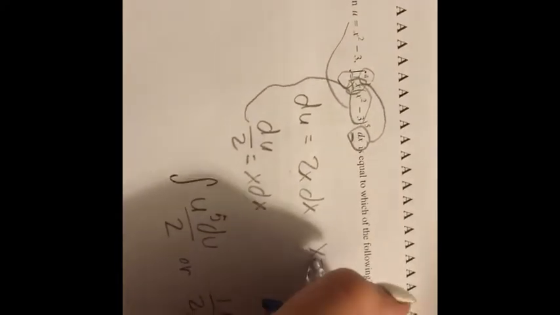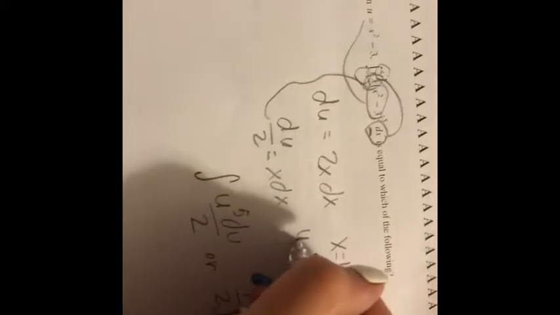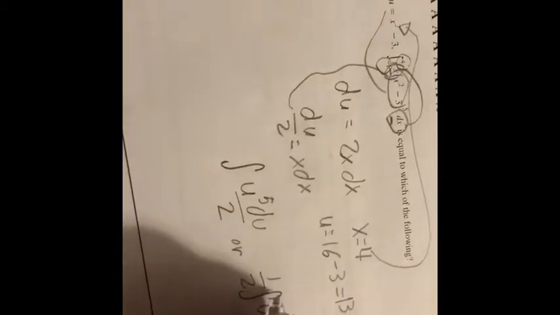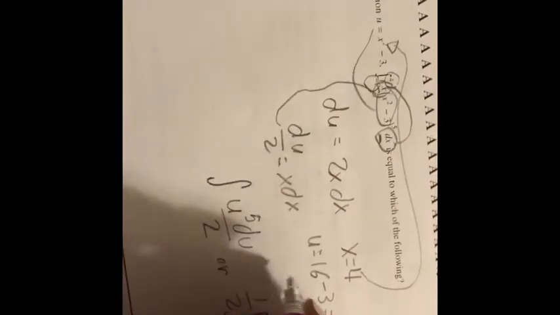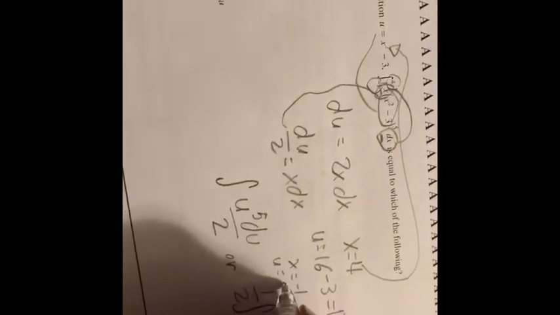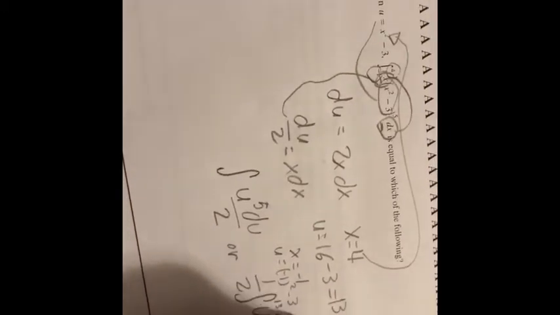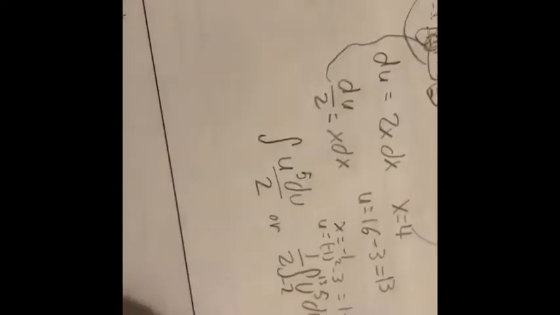Now we have to find the new limits. So if x equals 4, then u is going to equal, you plug the 4 in, or whatever number, in for the x in the u equation. So the u is going to equal 16 minus 3 equals 13. So up here is going to be 13. And then if x equals negative 1, u is going to equal negative 1 squared minus 3 equals 1 minus 3 equals negative 2. So your answer is C. Voila.